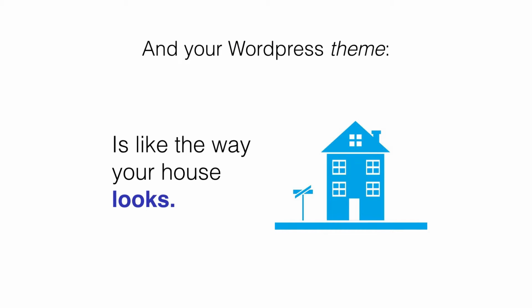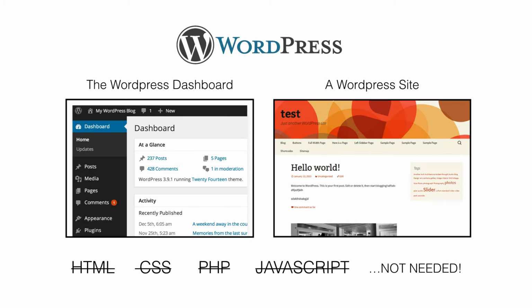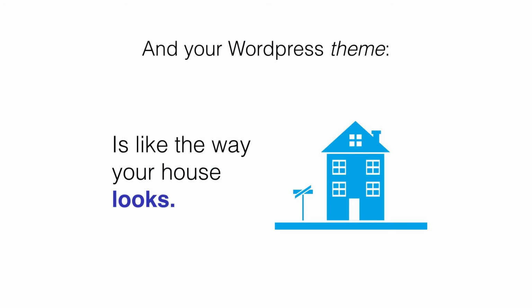So you may have heard about a WordPress theme. Well, WordPress by itself has a default look to it. The one on the right there is an example of one. But you may want to extend how your site looks with a theme. There are deluxe premium themes and there are free themes. There are all kinds of themes. We'll use a free theme. It's a basic theme, but it basically determines the way your house looks.